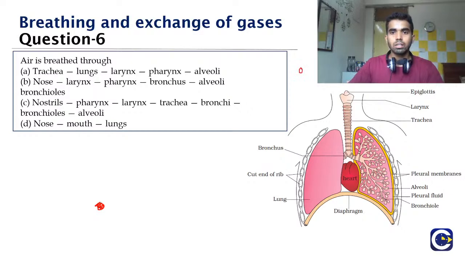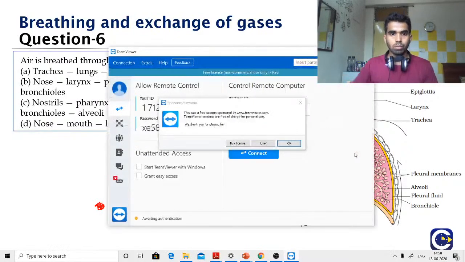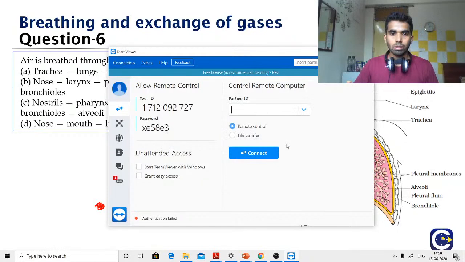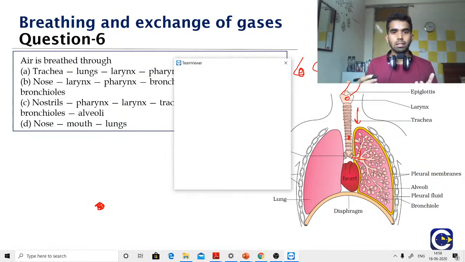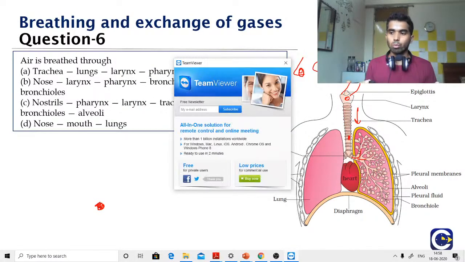So see, this is the nose, and in the nose, this is the nostril part. Then the nostril goes to the nasal passage. The nasal passage goes to the pharynx. Then pharynx goes into the larynx, and then larynx into the trachea, and then this trachea goes into the bronchi. This is the bronchi, and then the bronchi go into the bronchioles. The bronchioles are the primary bronchioles, then the secondary bronchioles and the tertiary bronchioles.